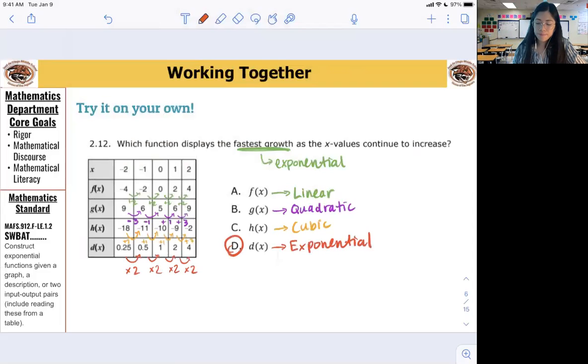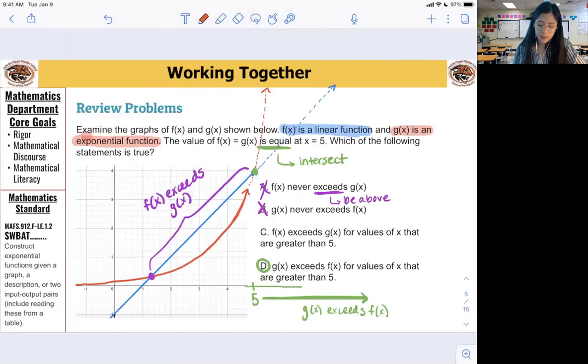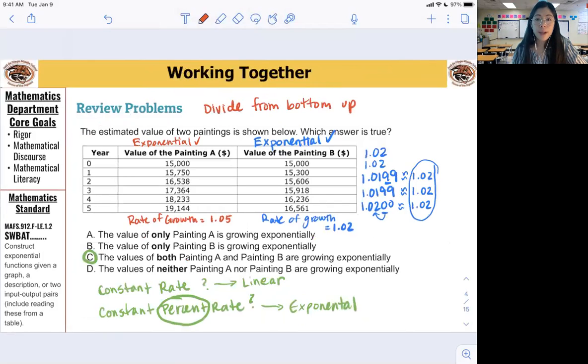That's why in the previous problem we had to divide from the bottom to the top. Because when we divide from the bottom up, we're doing the opposite of multiplication, right? So the reason that we divide is because exponential functions grow with multiplication. So by dividing, we can figure out if it is exponential or if it's not exponential.